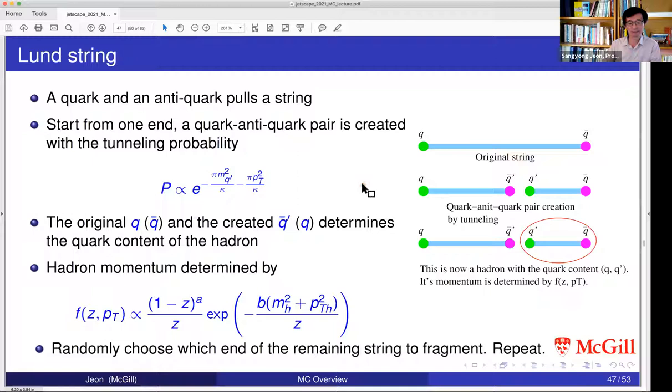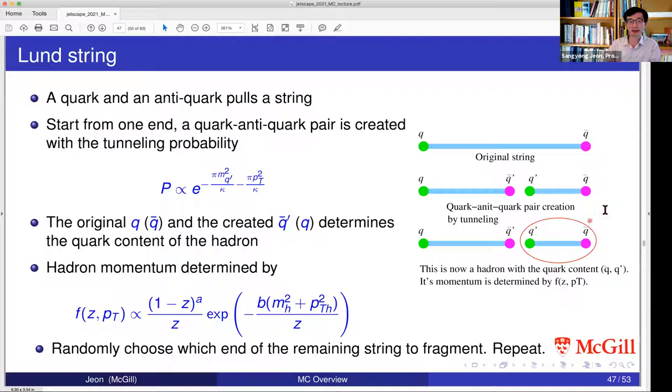uses the idea that when a quark and anti-quark scatter and separate, they pull a string like this. But if you stretch it too long, then energetically it's favorable to have a quark and anti-quark pair popping up. That probability is controlled by the tunneling probability given by something like this, a Gaussian. And once you decide to pop a q-qbar pair using this probability, you call this a hadron. Now this is a hadron with the quark content q prime and q bar, and that determines what species you're going to get.